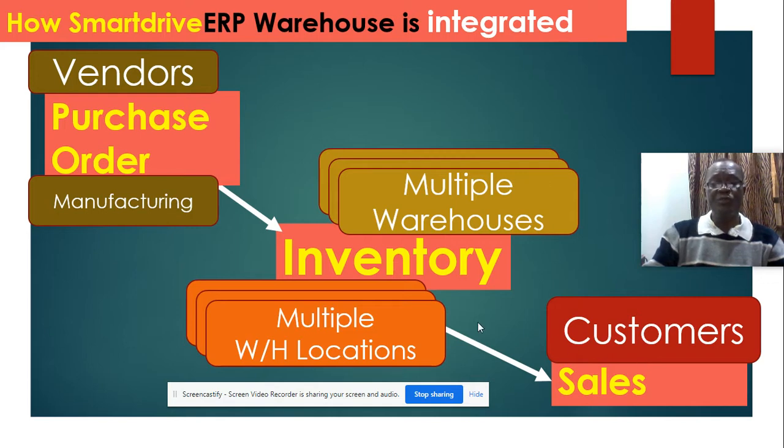Within the inventory, we allow you to use this system to define multiple warehouses. You can have 100 warehouses, you can have 1,000 warehouses. You can define them, and you can also define locations for each warehouse. There are some warehouses that are so big that you have to create locations so they know where products are, and when you want to access the inventory, you know where to go and get the products.